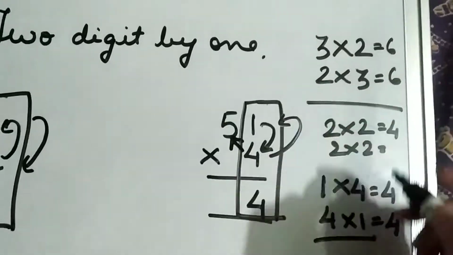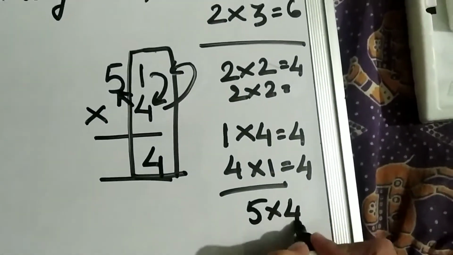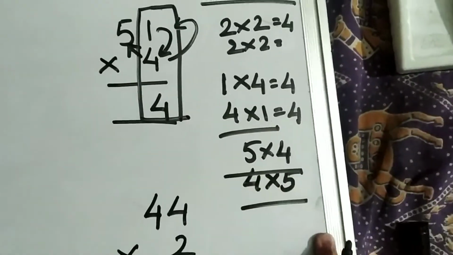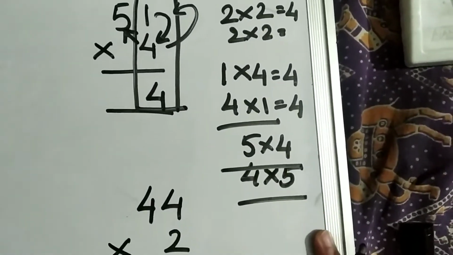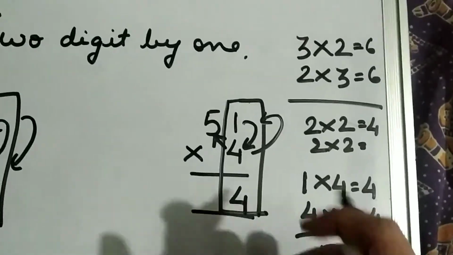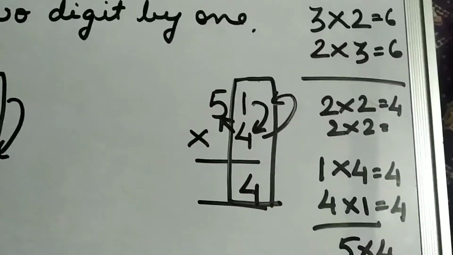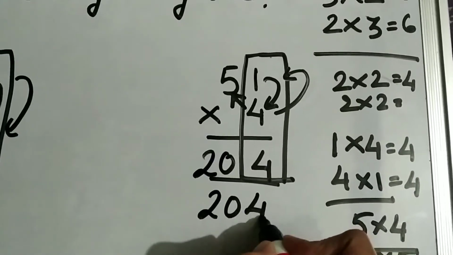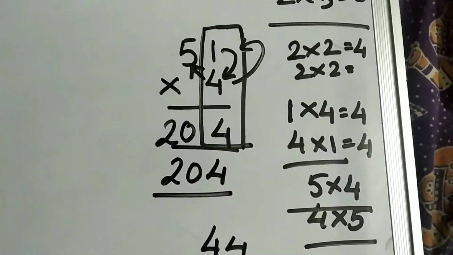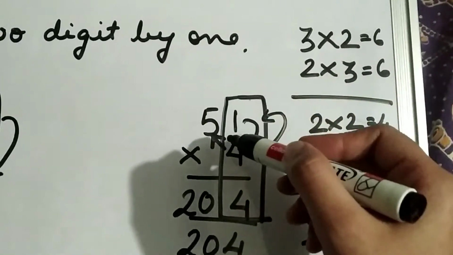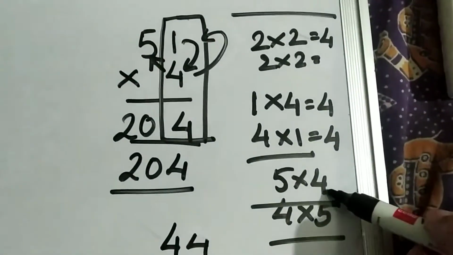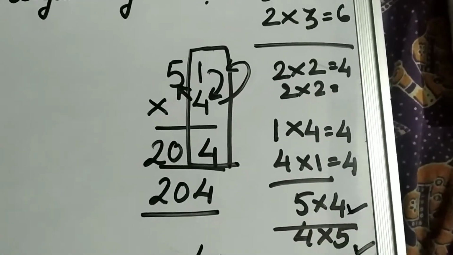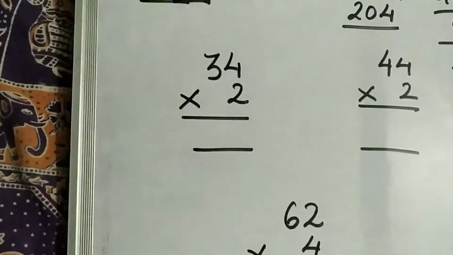We can do 5 into 4 also and 4 into 5 also. Both are correct because the result that we are going to get is the same. So 5 into 4 is how much? 5 fours are 20. So your answer over here will be 204. I am telling you, children, diagonally you can do both ways, 5 into 4 and 4 into 5. Both are correct. Okay, let's come to the next one.